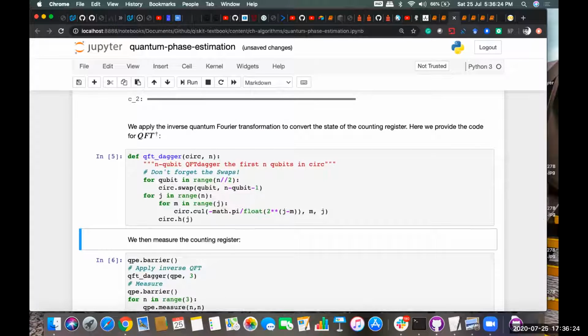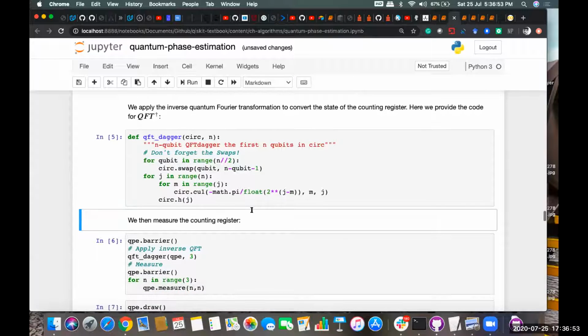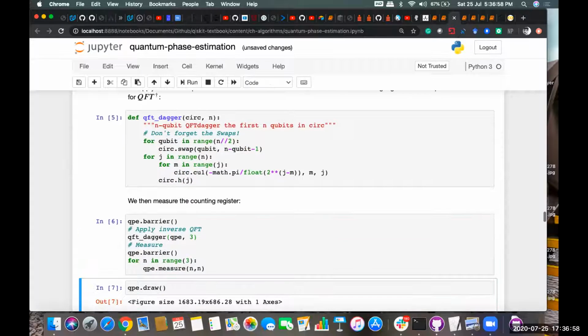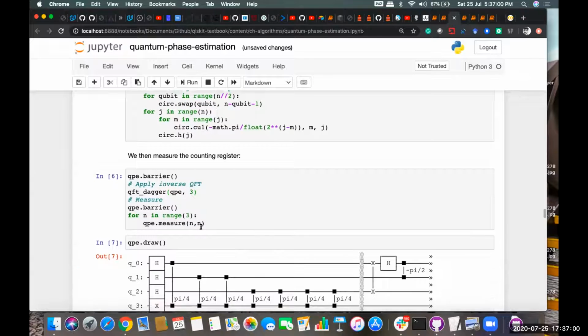Whenever we are applying some unitary operation, quantum gates are being represented by unitary matrices. The dagger of a unitary matrix U is equal to the inverse of the unitary matrix. So here we are going to calculate the dagger of that unitary matrix, and we'll be calling this function. And let's see.